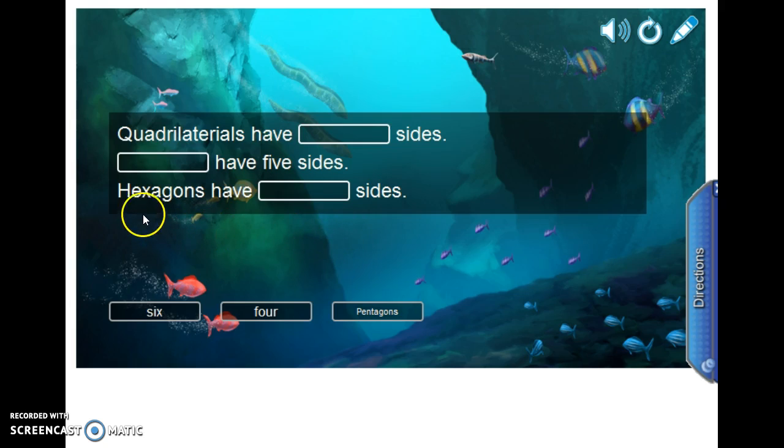Looks like everyone's done. So hexagons have blank sides. So how many sides does a hexagon have? All eyes are on me. So can you all please put down your pencils and put your sticky notes on the center desk and I'll come around and get them.